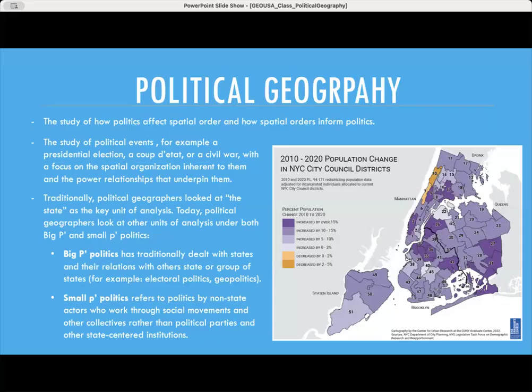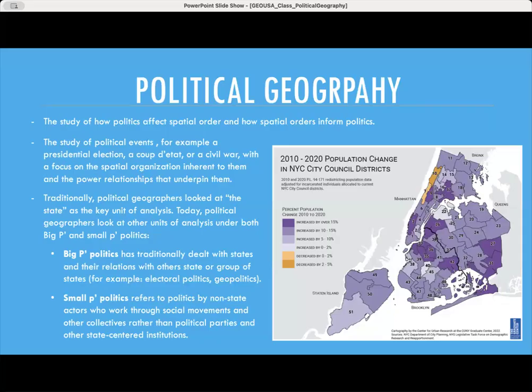So traditionally, political geographers, for example, really focused on the idea of the state as the key unit of analysis. So the state being not just a state as in the United States, but the state as a government, as a form of government. Today, political geographers have broadened their unit of analysis and also look at big P and small p politics.